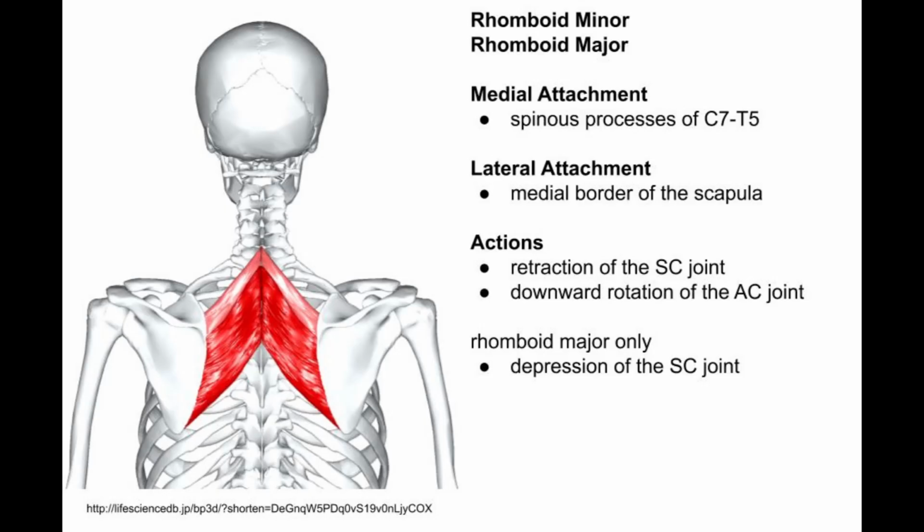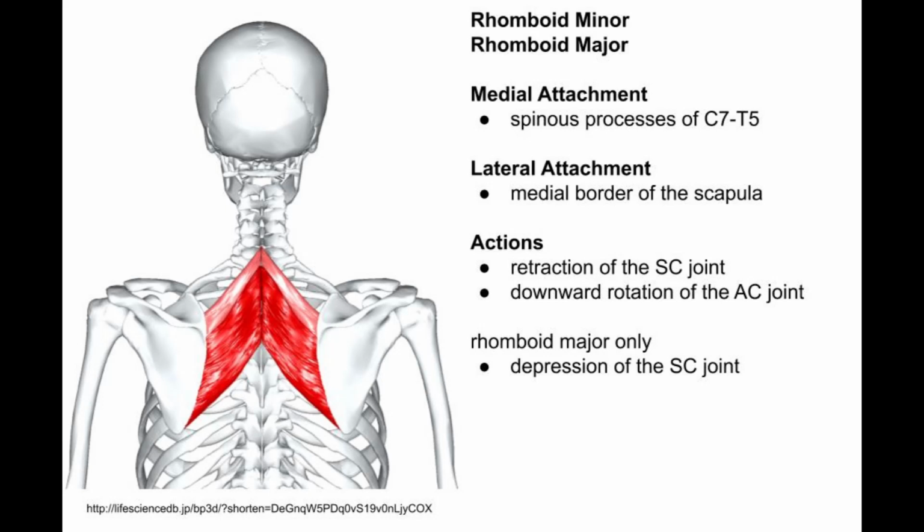Rhomboids major and minor. Superiorly, we have rhomboid minor, shown in pink here, and inferiorly, we have rhomboid major. They have medial attachments on the spinous processes of C7 to T5, and more specifically, rhomboid minor is C7 to T1, and major is T1 to T5. And laterally, they attach to the medial border of the scapula. The rhomboid minor attaches near the root of the spine of the scapula, and rhomboid major attaches to most of the rest of the medial border of the scapula.